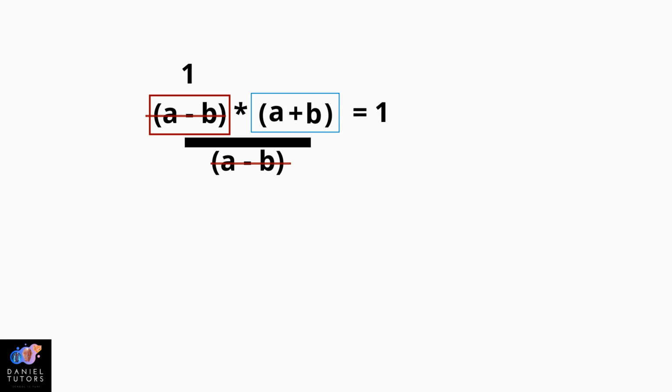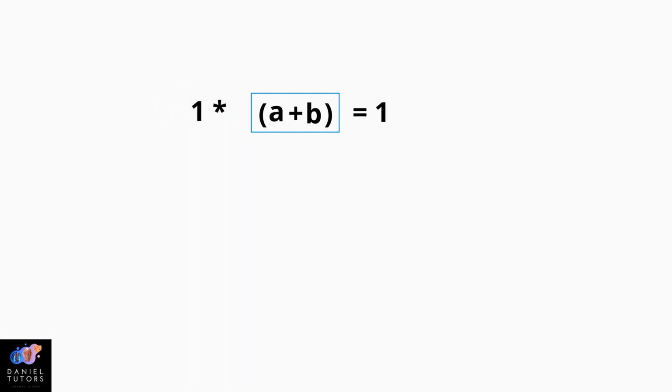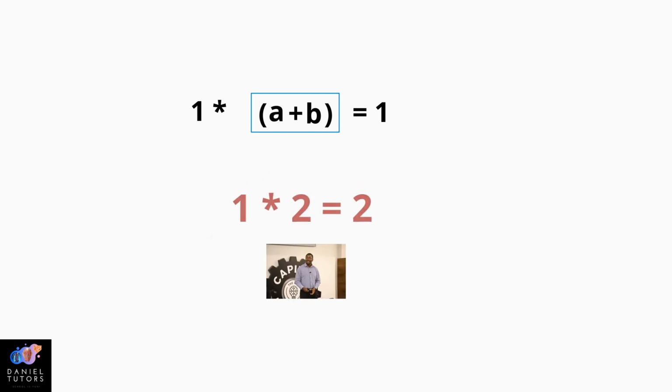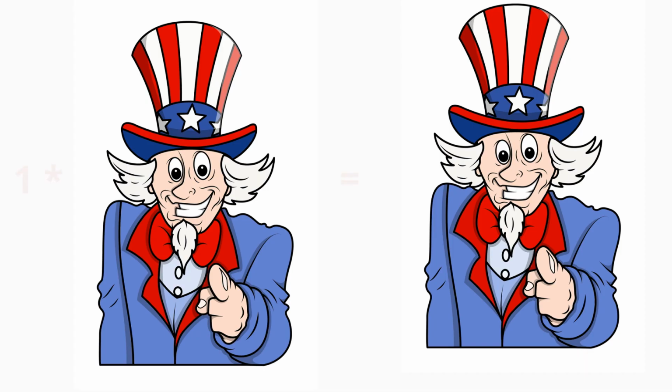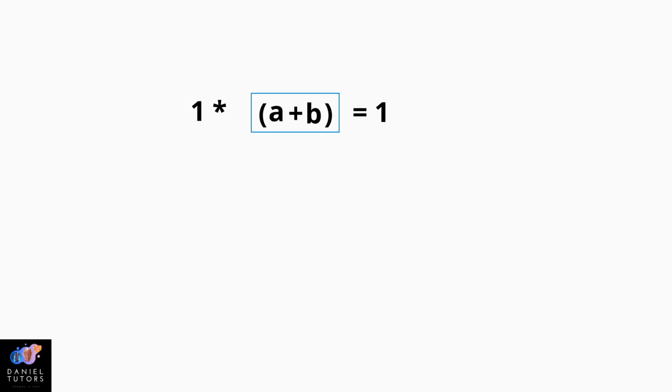And on the left side, we have 1 times A plus B. Okay? And we know just because we know that 1 times anything is itself, right? 1 times 2 is 2. 1 times Daniel Tutors is Daniel Tutors. 1 times you is you. Okay? All right, so what do we have left here? We have A plus B equal to 1.